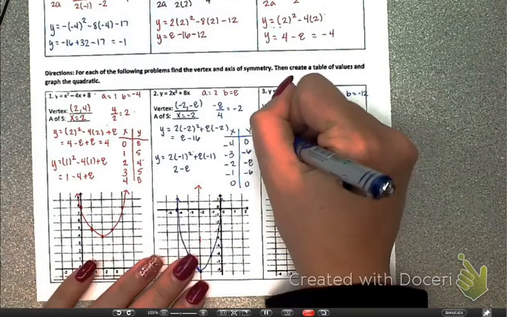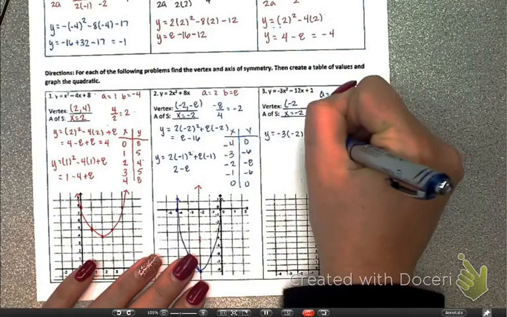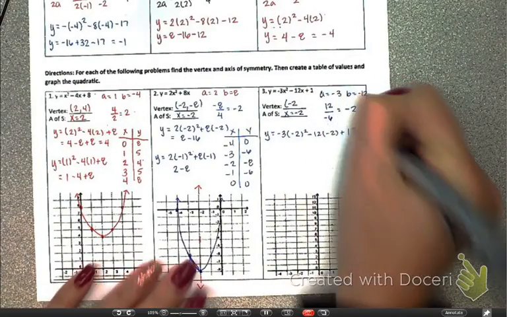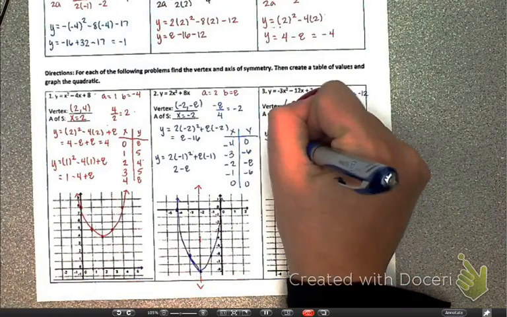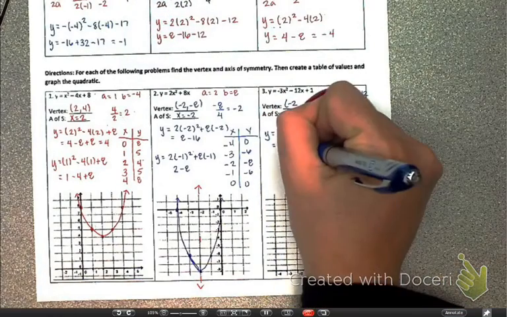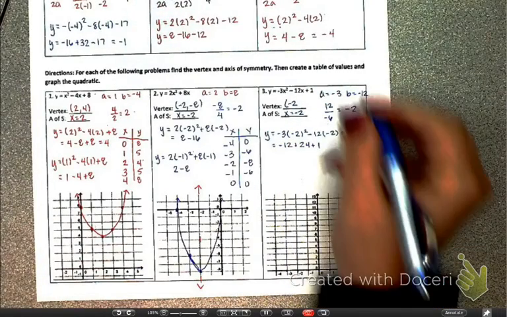Okay, if I plug in for y, I have negative 3 times negative 2 squared minus 12 times negative 2 plus 1. Again, all these positives and negatives will screw you up if you're not careful. So negative 2 squared is 4. 4 times negative 3 is a negative 12. And then I have a positive 24 plus 1. Negative 12 plus 24 is 12, plus 1 is 13.